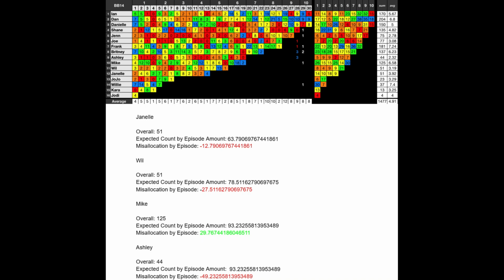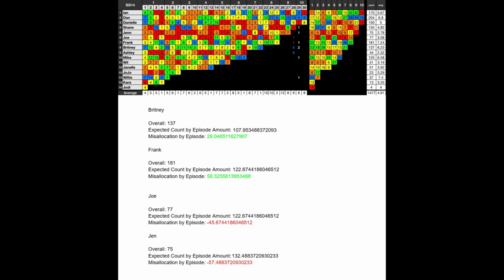Ashley got 44 diary rooms, and her expected count by episode amount is 93.23. This number is horrible, as she is missing 49 diary rooms, and her misallocation amount is negative 49. So technically, she is missing more than half of the amount of diary rooms that she should have gotten if they're going to make this evenly distributed. But I do get why they did this, since she really just didn't offer much of anything to the show or the game.